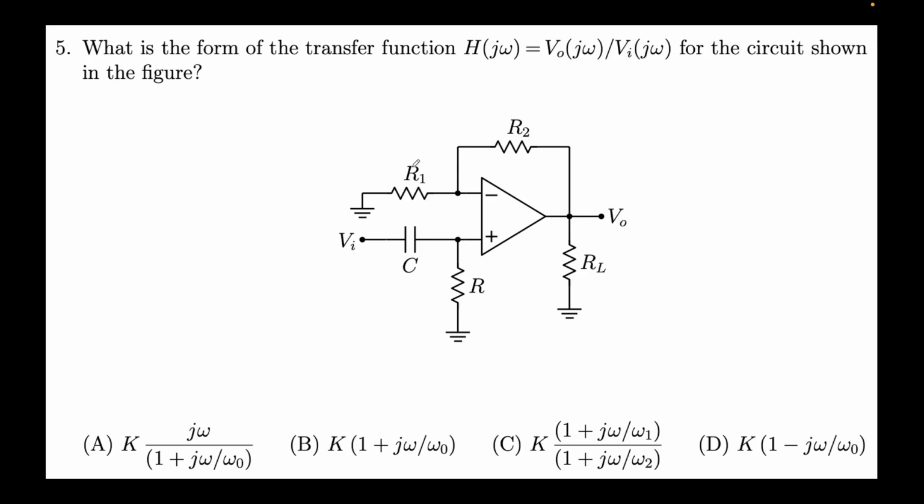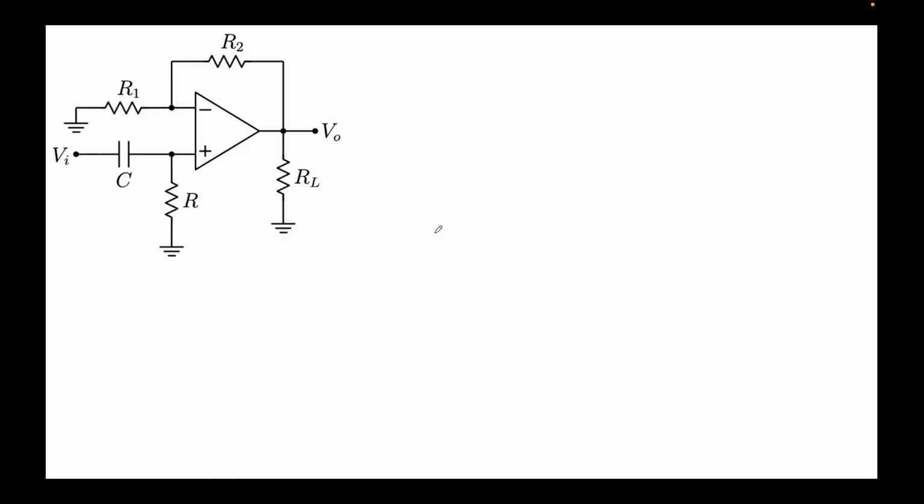Again, we have to find the transfer function. Again, I'll assume an ideal op-amp. This means a virtual short condition and no currents flowing in. In this case, you can see it's a non-inverting amplifier because the input is provided to this terminal. So let's do this virtual short. Let's call this voltage V plus, and this is V minus.